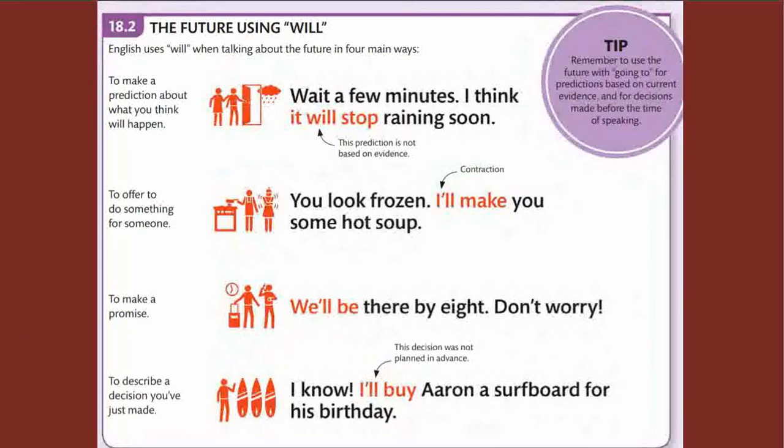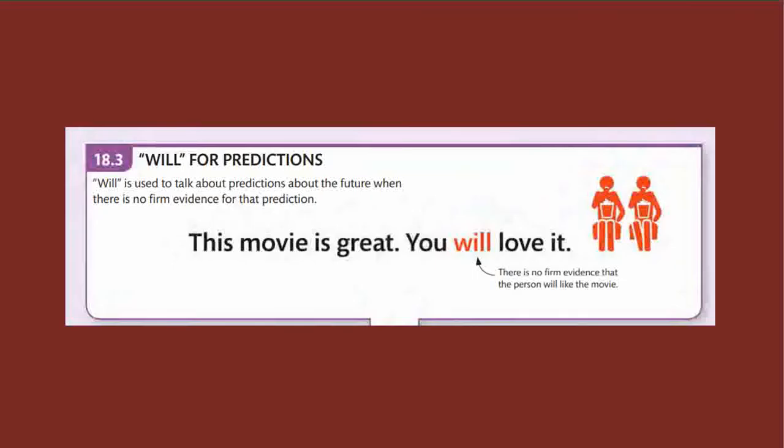Now, let us see the next pointer that we have. The next pointer is will for predictions. Will is used to talk about predictions about the future when there is no firm evidence for that prediction. This movie is great. Now, this is in the current moment. The movie is great. You will love it. Now, this is a prediction that you will love it. And now, this prediction is based without any evidence in the present. There is no firm evidence that the person will like the movie. So, in that context, you can use will.